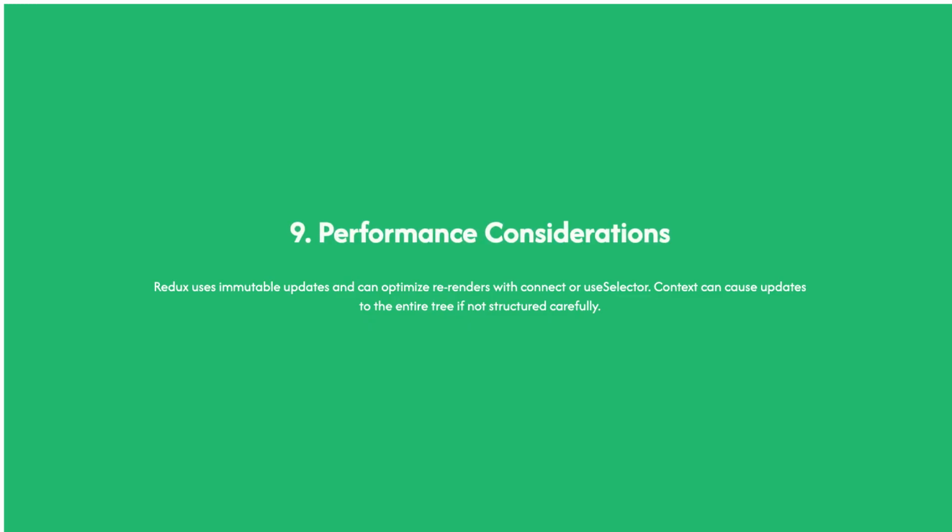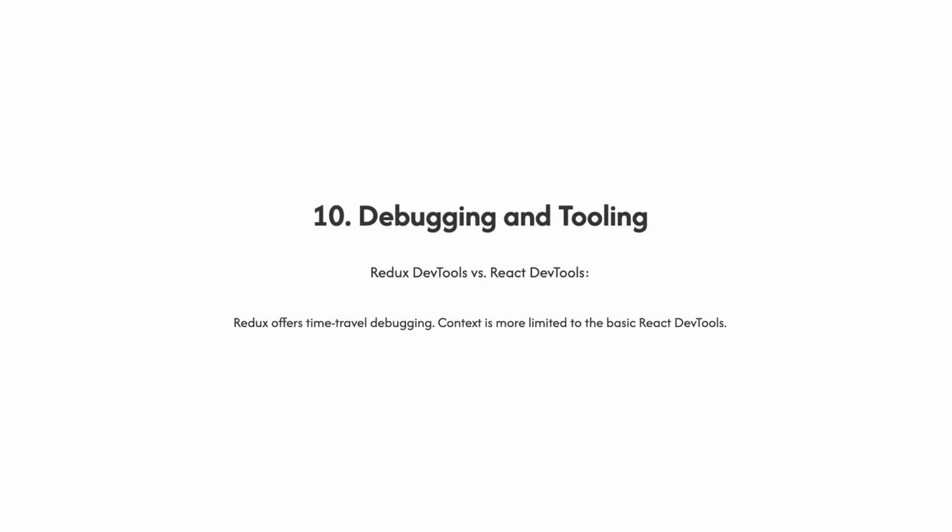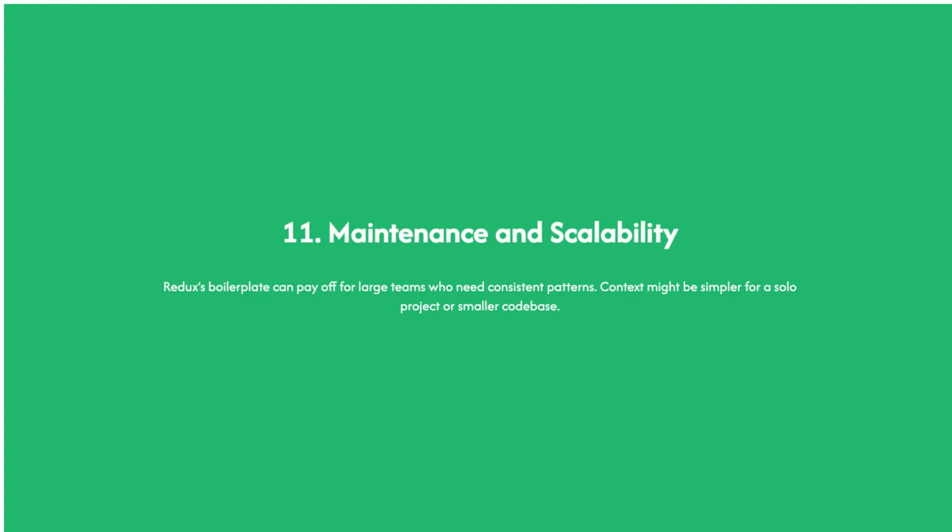No matter which approach you use, watch out for unnecessary re-renders. For context, consider splitting into multiple providers. For Redux, use memoization and best practices around selectors. If you need to step through how state changes over time, Redux DevTools is a game changer. Context doesn't have that level of debugging built in, but React DevTools can help you see props and context. When collaborating with multiple devs, a well-documented Redux structure ensures fewer collisions. A simpler app might prefer the light footprint of context.